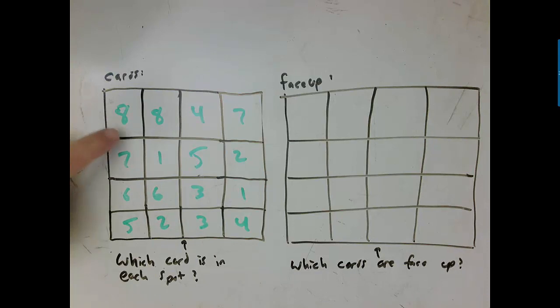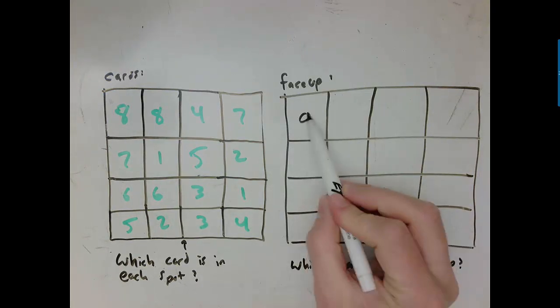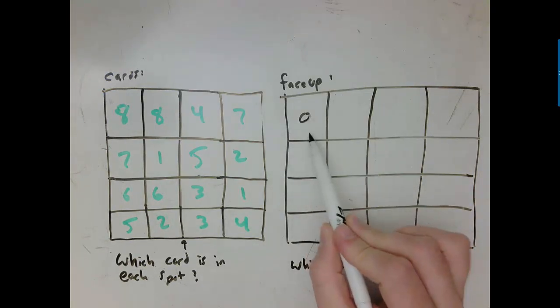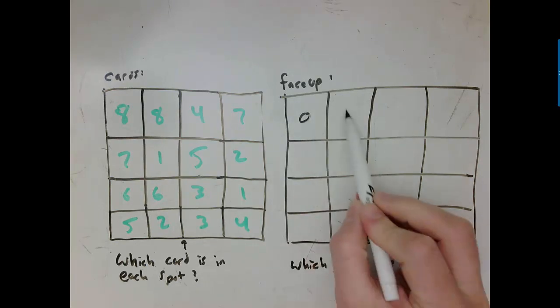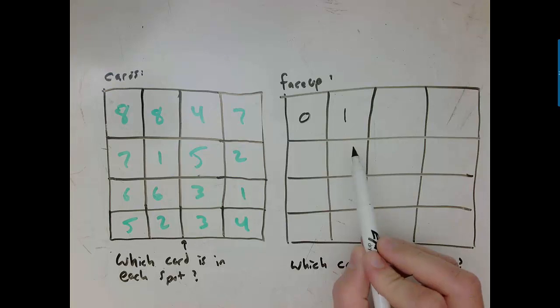We can't save that same piece of information, or at least not easily, inside this array, because here we already have a meaning for every number. The meaning is just what card is actually there. So one way of tackling this problem is to have a second array. I'm going to call it the faceUp array, and we'll have the convention that 0 means that a card is not face up. That means it's face down. And 1 means that a card is face up.